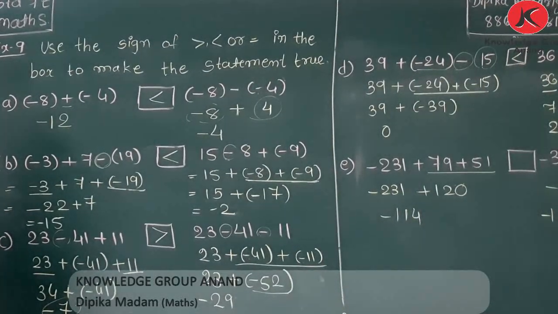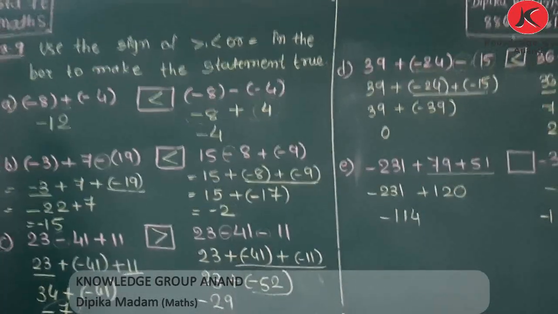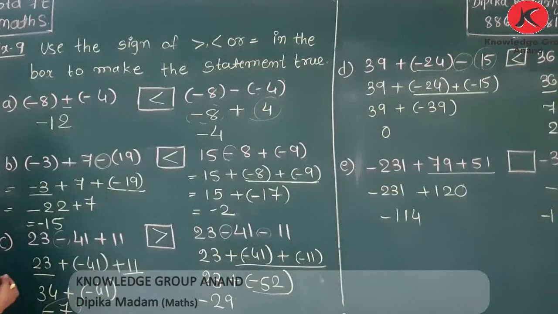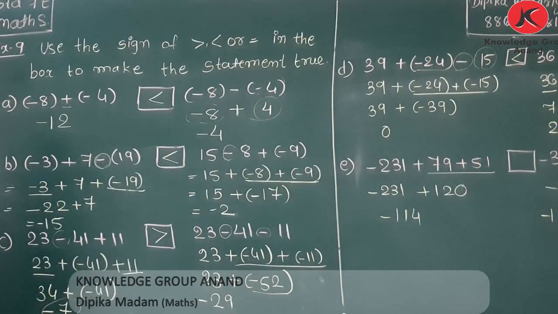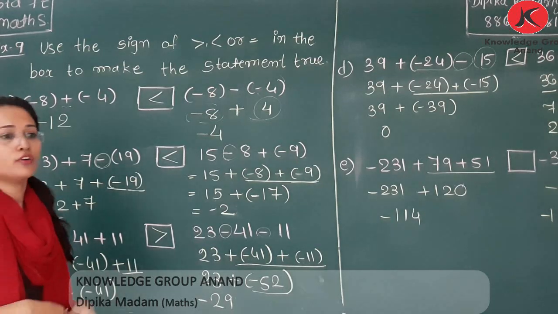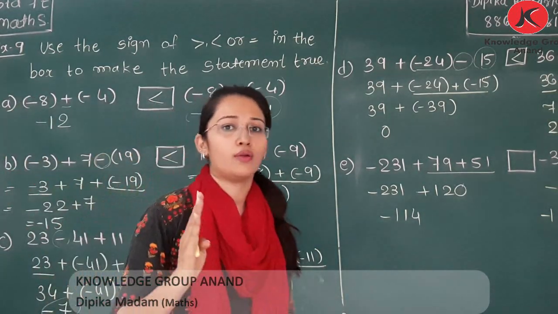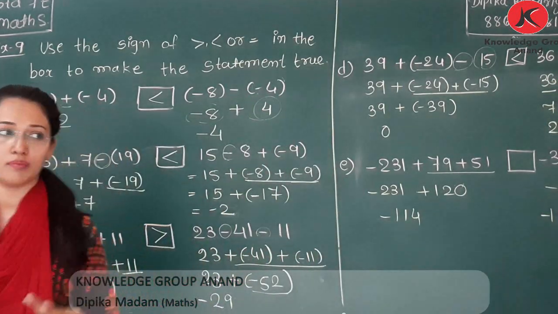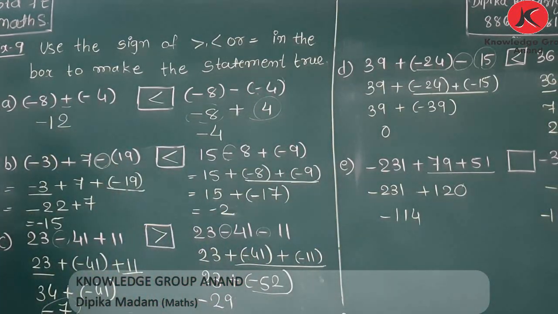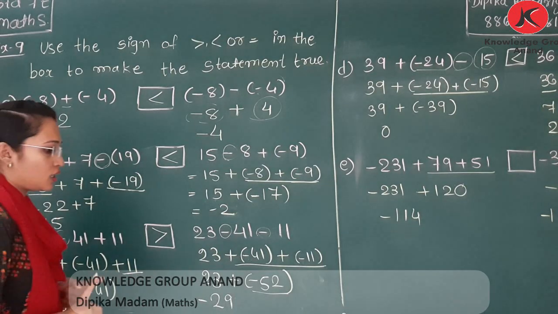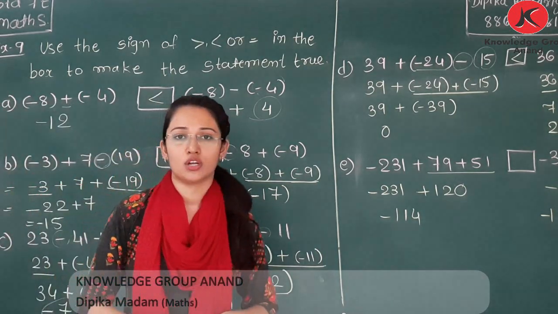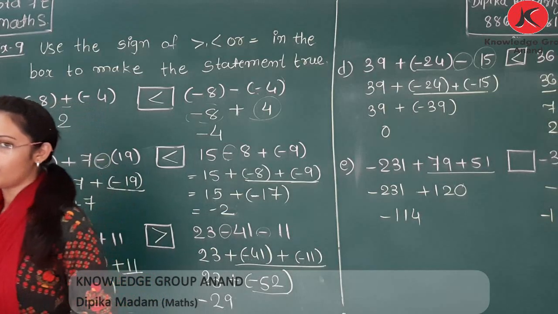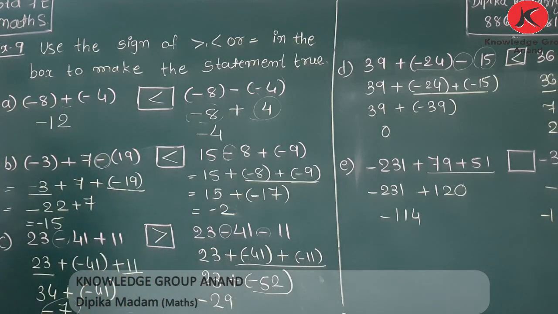So what is example 9? Use the sign of greater than, less than or equal to in the box to make the statement true. Here you need to apply the concept: if two numbers are with the same sign, both positive or both negative, then addition of numbers. If one negative, one positive, then subtraction of numbers. Also you need to apply the concept of addition and subtraction.